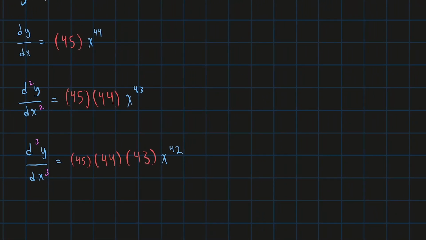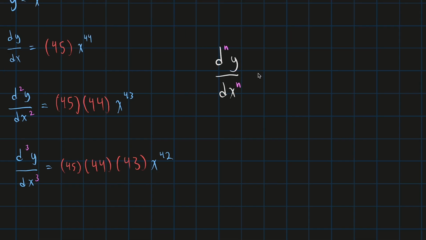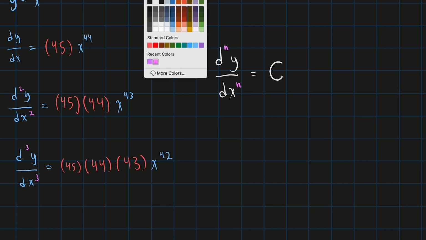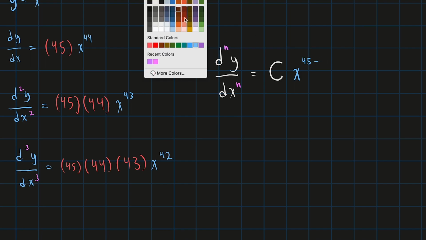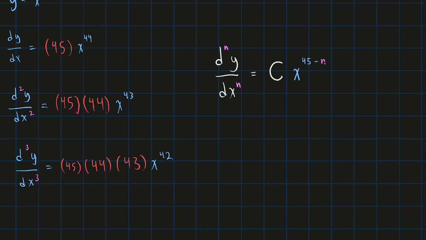Can we come up with a general rule for d to the n y over dx to the n? So we know that each derivative here has some constant in front of it. So I'll call this constant c for now, some arbitrary constant, and we'll worry about it later. But let's think about the exponent on x. So we know that the exponent for x starts at 45. And for each derivative, the exponent decrements by 1. This is the pattern that we found.